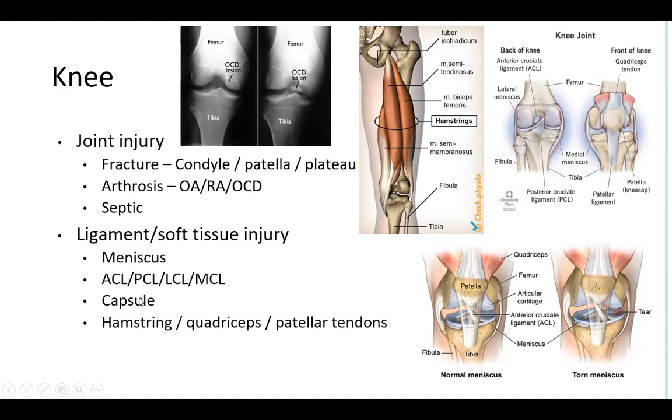Okay, capsule. I mentioned capsule here because there are many injuries that can happen around the knee, and part of it is capsule. So there's something called posterolateral corner injury, PLC. It's very common and it's a very bad injury.